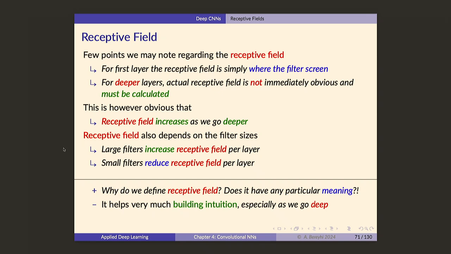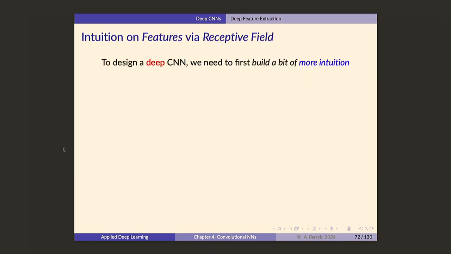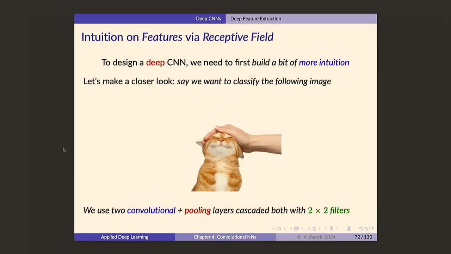Now, you might wonder, why am I talking about this receptive field? Because, as I told you, it is going to give you a bit of intuition. And this intuition is very important when you want to design a convolutional neural network. So let me give you one funny example. It's not a very detailed example, but it's very intuitive, and it's going to give you a comprehensive idea about the receptive field and what you need.